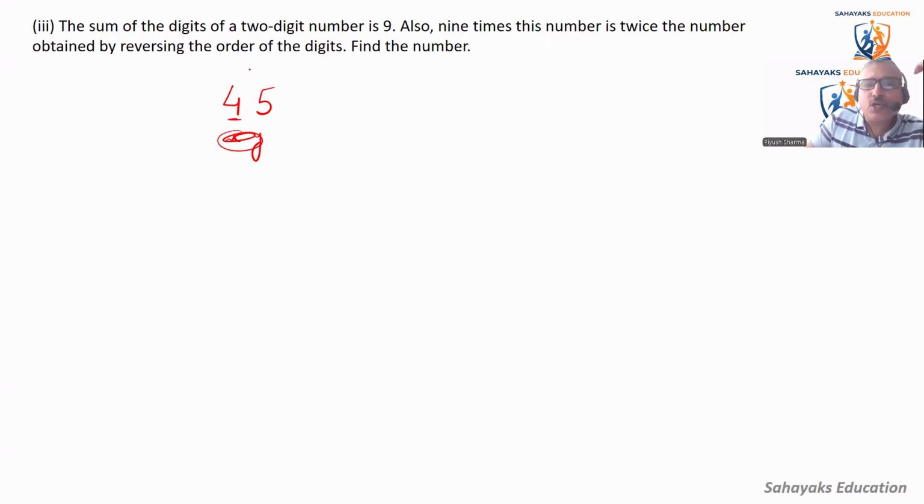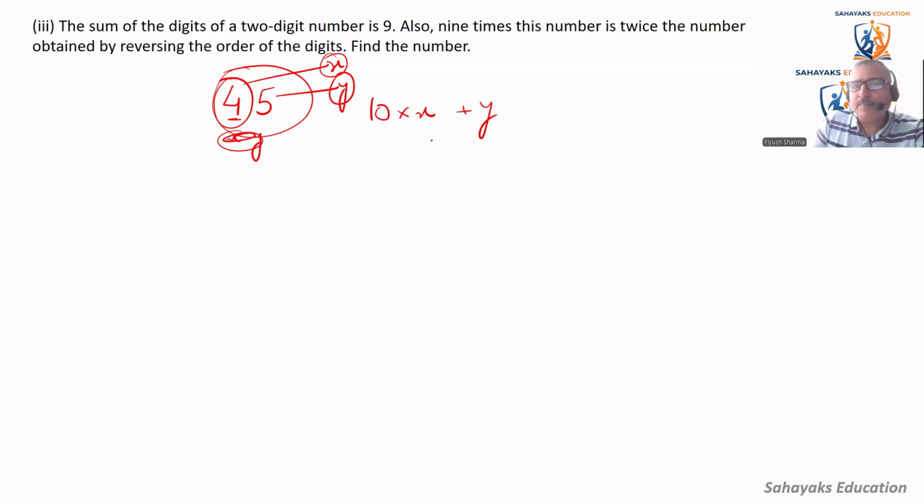So whenever we are writing a two-digit number, we'll say the tenth digit is x, and this digit is y. So how will we write this? We'll write it as 10 multiplied by x plus y. So it becomes 10 multiplied by 4 plus 5, which is 40 plus 5, becomes 45. So whenever we are writing a two-digit number, we'll say 10x plus y.